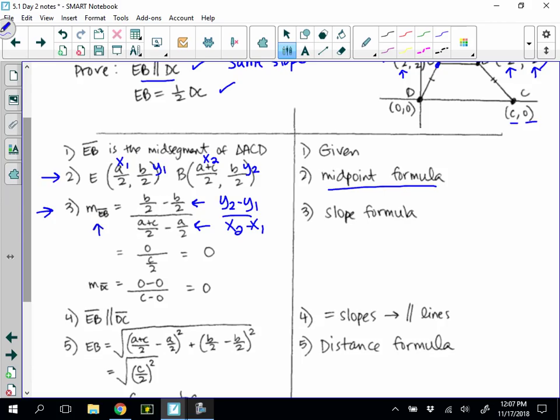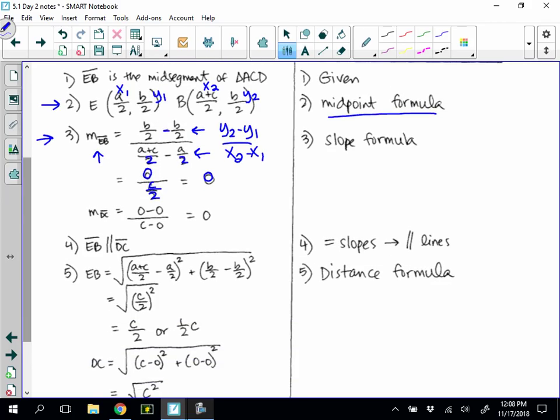Now I'm simplifying. I'm going to subtract b over 2 minus b over 2, which is just 0. Okay, so that's where 0 came from. In the denominator here, the 2's are the same. So when I add fractions with like denominators, I can add the numerators. So a plus c minus a, notice the a's cancel out, and I'm left with c over 2. Well, 0 divided by c over 2 is going to be 0. So that's how I got my 0. In the same line, I also want to show the slope of the other segment is 0.